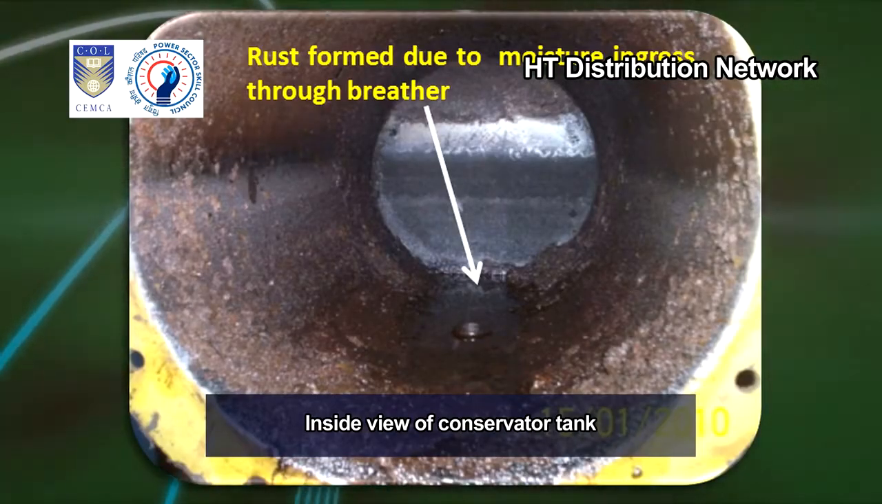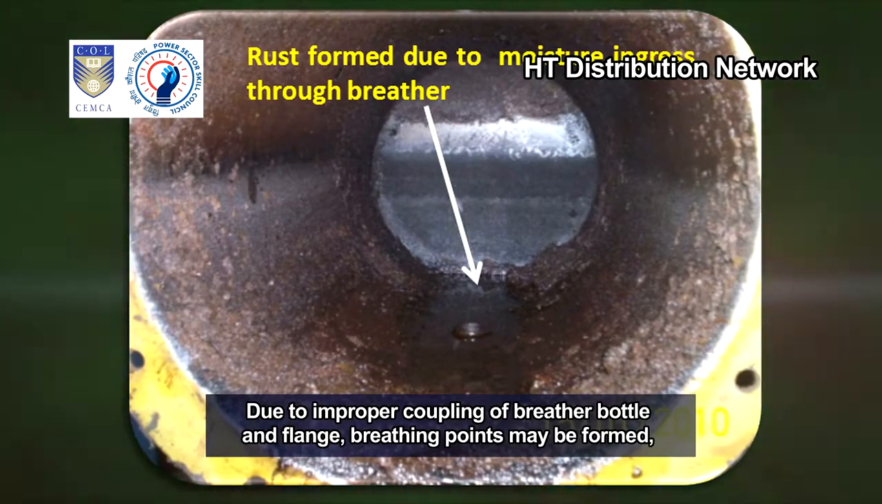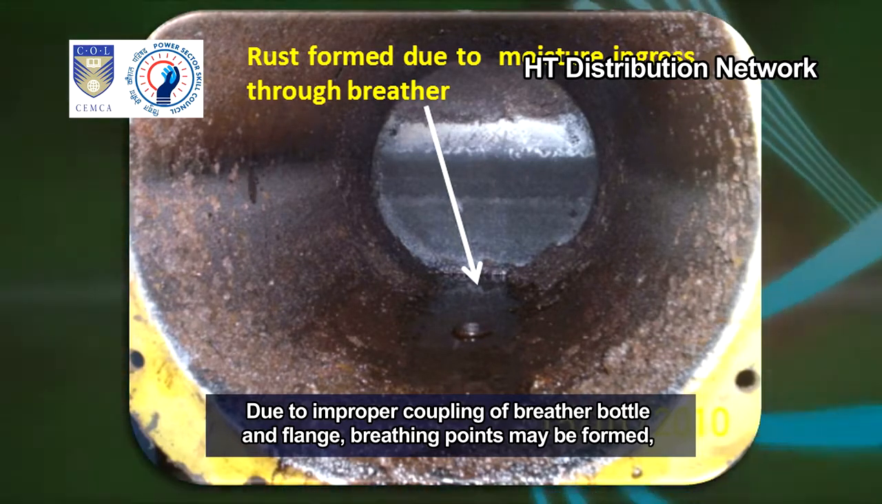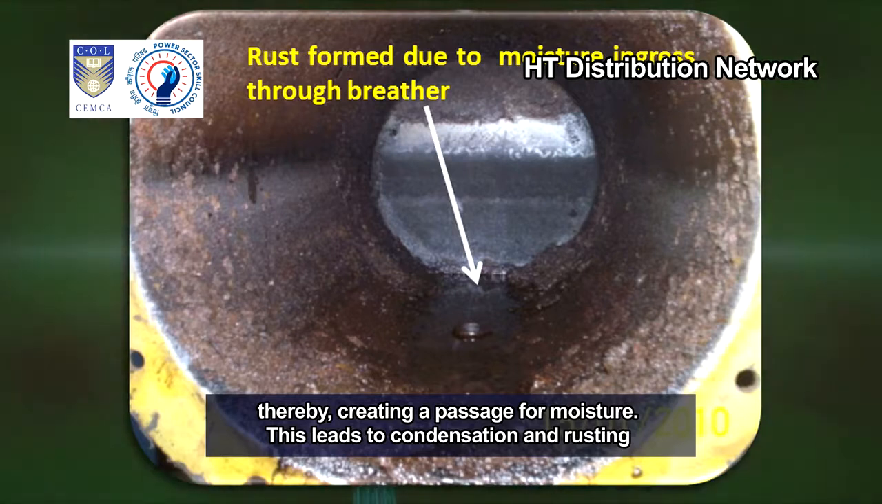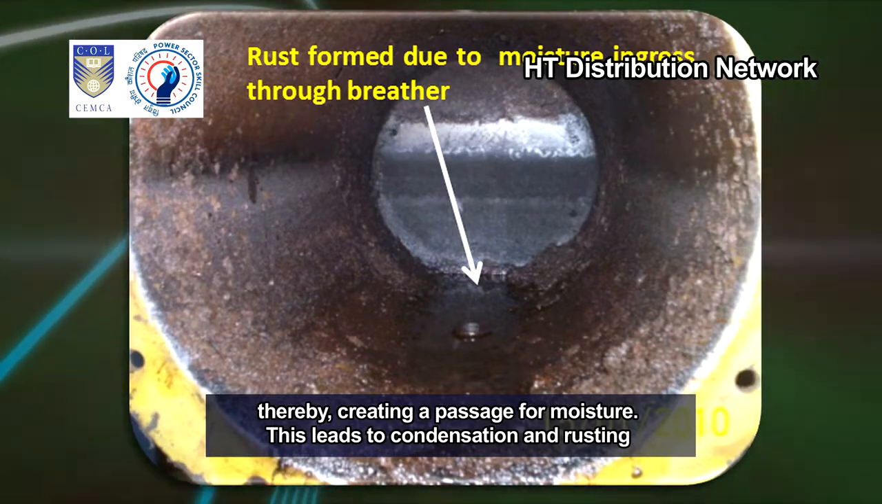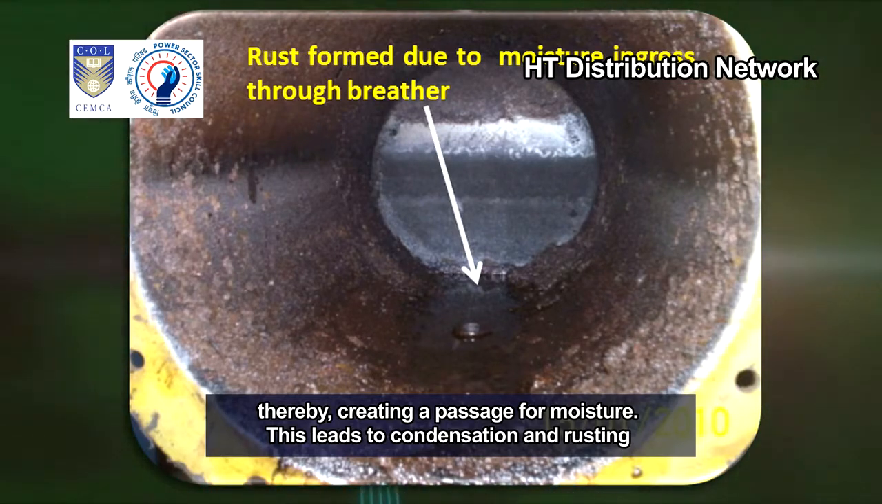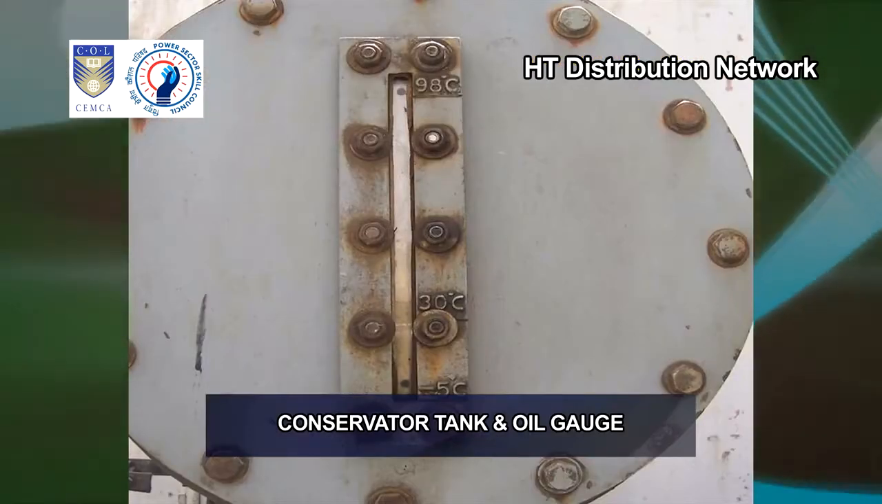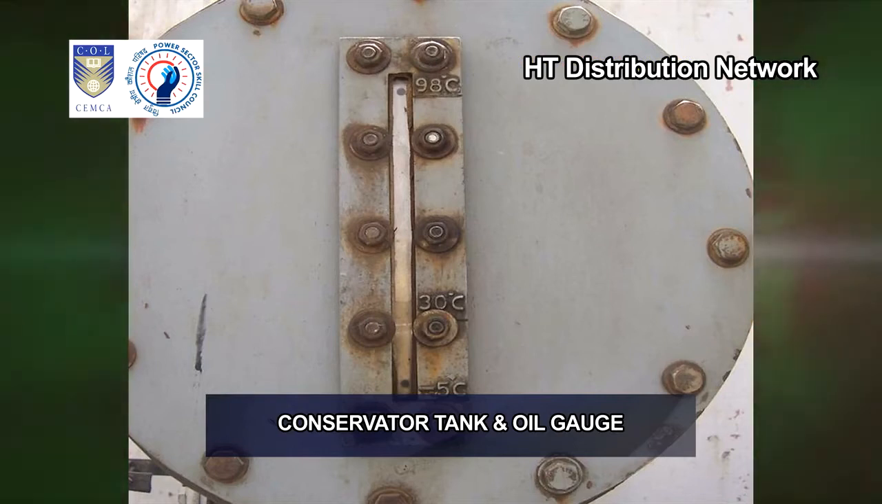Inside view of conservator tank. Due to improper coupling of breather bottle and flange, breathing points may be formed, thereby creating a passage for moisture. This leads to condensation and rusting of the conservator tank from inside. Conservator tank and oil gauge.